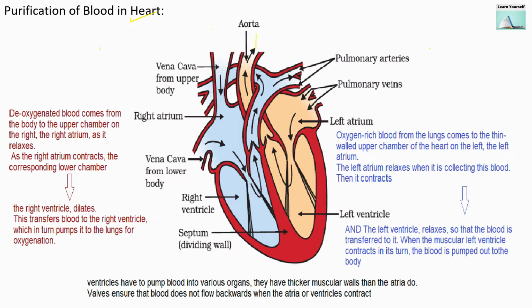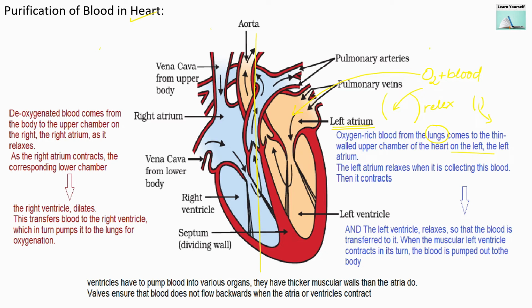So first we are talking about the left side, the left atrium. Oxygen rich blood from the lungs comes to the thin walled upper chamber of the heart on the left, the left atrium. Once the blood comes, the atrium will relax and fill with the blood. Once it receives the blood, it will contract and push the blood out.